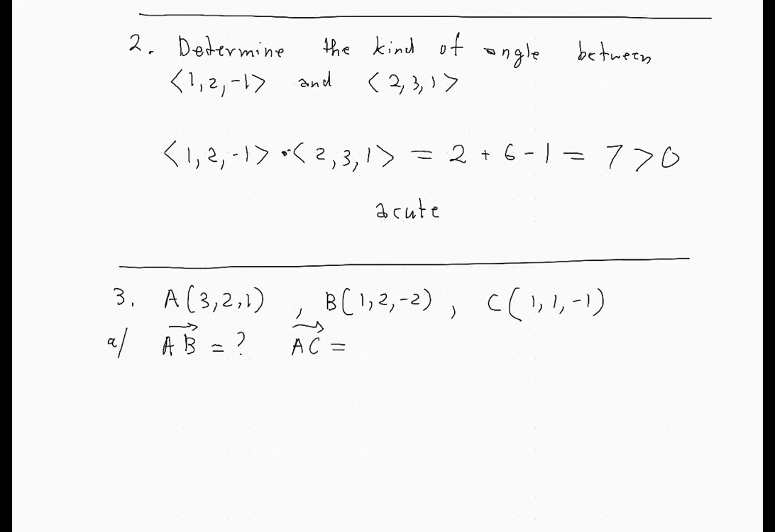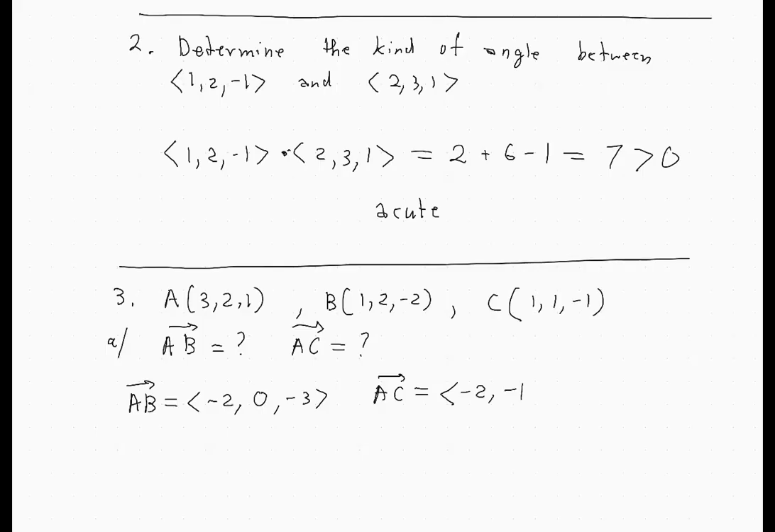I need to subtract the coordinates of the point A from the coordinates of the point B. So it's always the coordinates of the starting point subtracted from the coordinates of the terminal point. So it's going to be 1 minus 3, that's negative 2, 2 minus 2, that's 0, and negative 2 minus 1, that's negative 3. And how about AC? A very similar thing. This time we subtract the coordinates of the point A from the coordinates of the point C. So we have 1 minus 3, which is negative 2, 1 minus 2, which is negative 1, and negative 1 minus 1, which is negative 2.